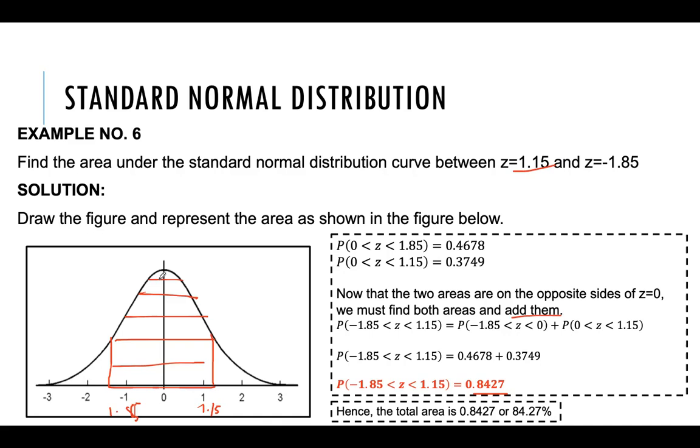Tandaan, ang dinetermine natin yung dalawang value or yung area between the two given values na nasakop yung parehas na side. So, the two areas are on the opposite sides of the z value of 0, so we have to add them. Kapag isa lang, we have to subtract. So ito, the total area is 84.27%.